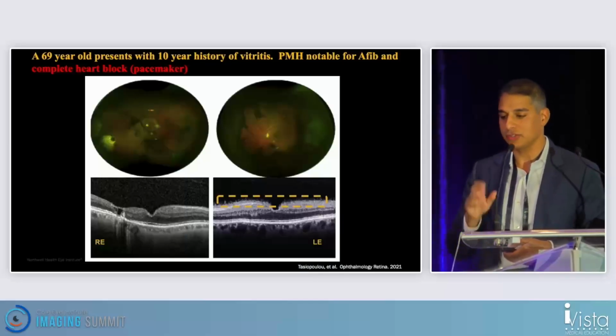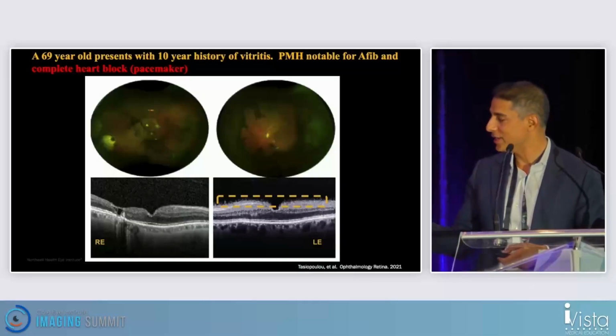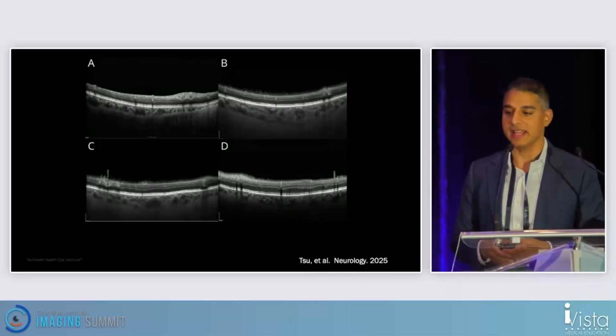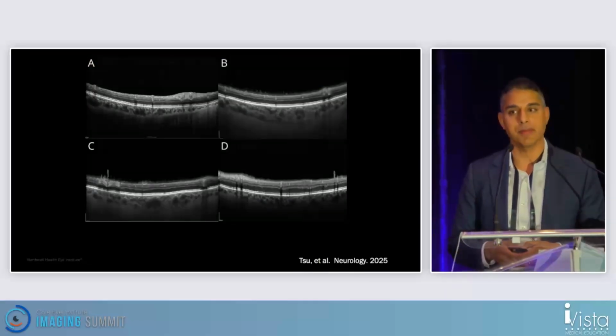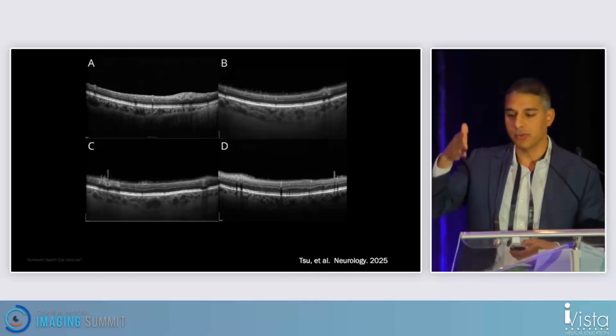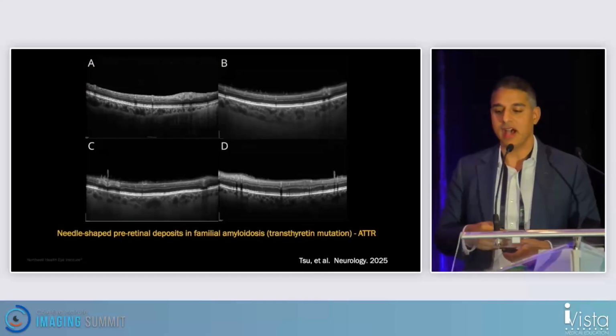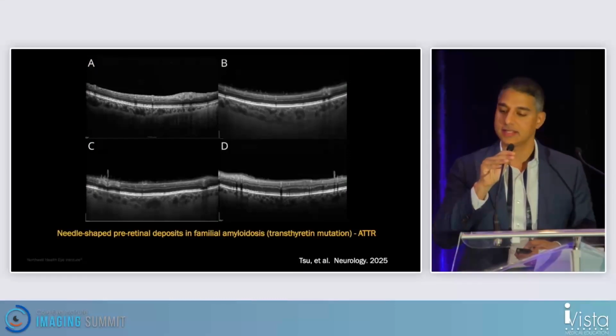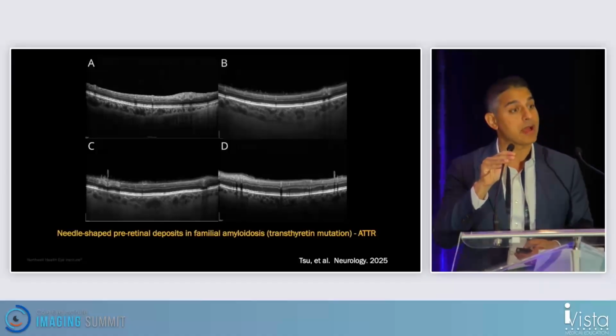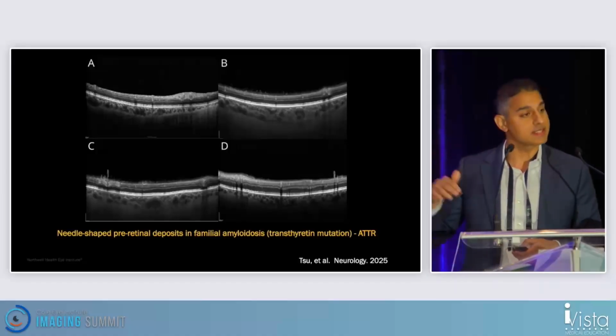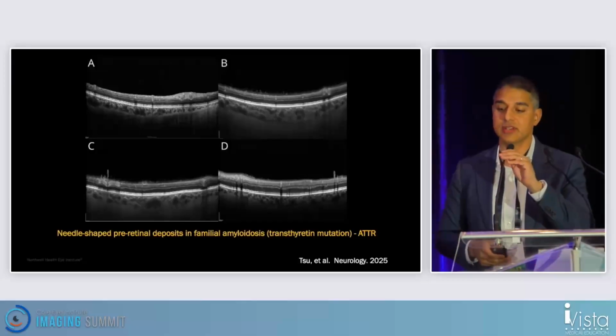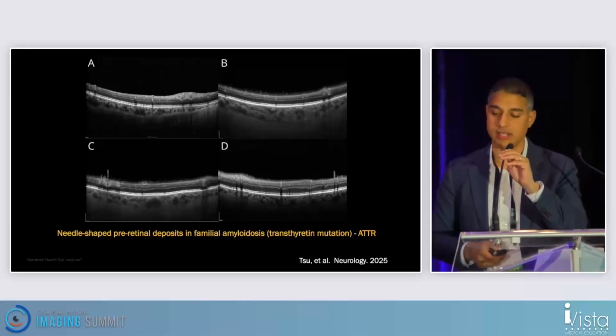And of course, assume it already knows this answer, and this is amyloidosis, exactly. And so here you could see another example of these really cool needle-like findings that are pre-retinal deposits on the OCT. These actually can form around the anterior and posterior lens capsule as well. And these are cases of familial amyloidosis.